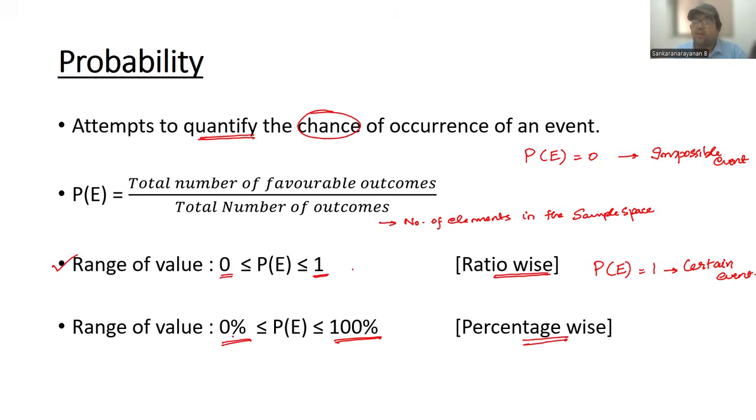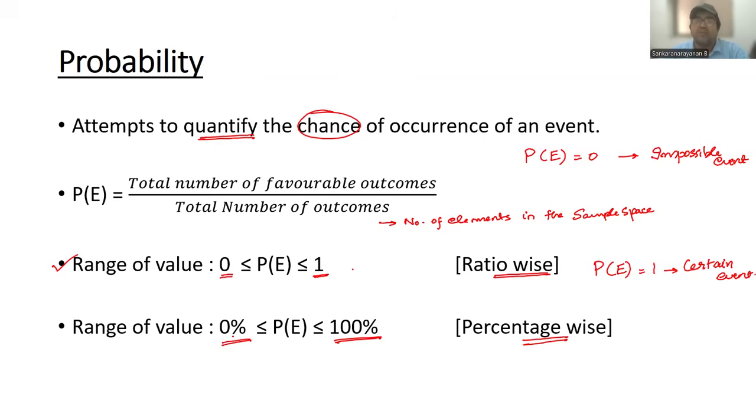Got it? Probability value can never go negative. This probability value can never exceed 1 when we are considering the ratio. Similarly, percentage-wise, it can never go negative and it can never exceed 100%. It can go up to 100%. So please keep this in mind when you are attempting the problems.